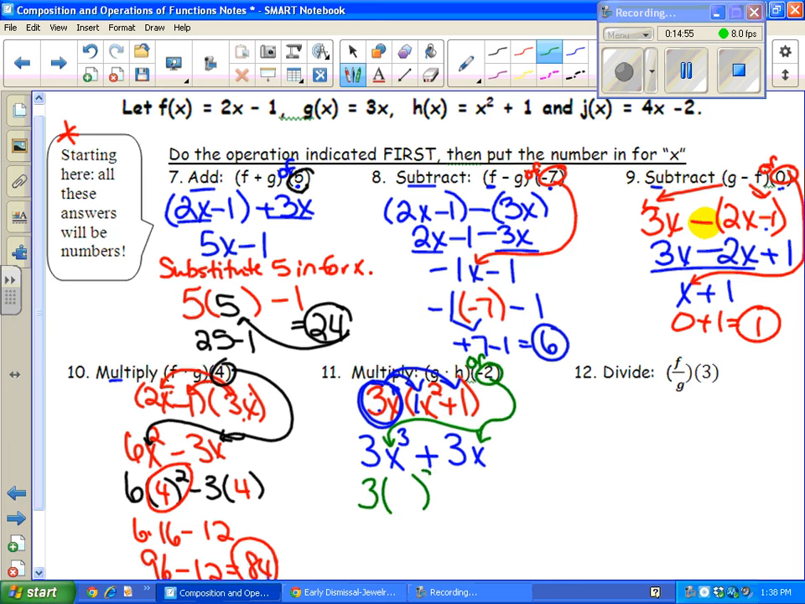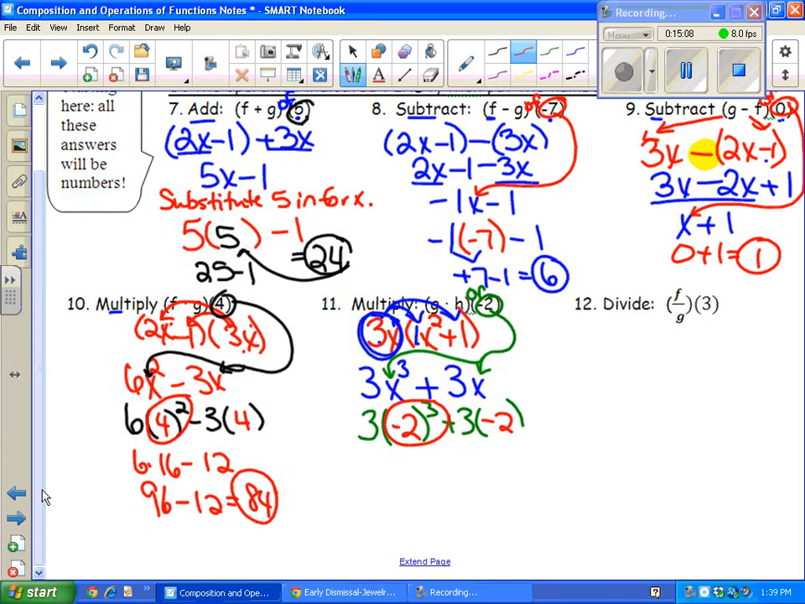So now I'm going to put a negative 2 here and a negative 2 there. 3 times something cubed plus 3 times something, and that something is -2. So I'm going to put -2 here and here. Always go to your exponent part first. Negative times negative times negative turns out to be -8. And then that's going to be -6. I get -24, and that's going to be like -6, -30 is your final answer.